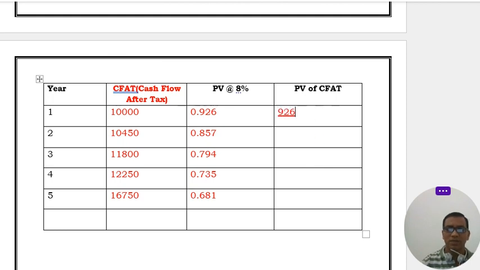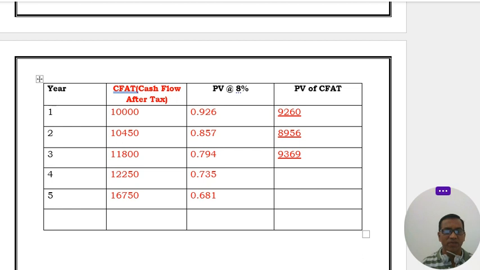Number 9260, and then next year 10,450 multiplied with 0.857, that is 8955, rounded off to 56. Next, third year, 11,800 multiplied with 0.794, that equals 9369 after round off.